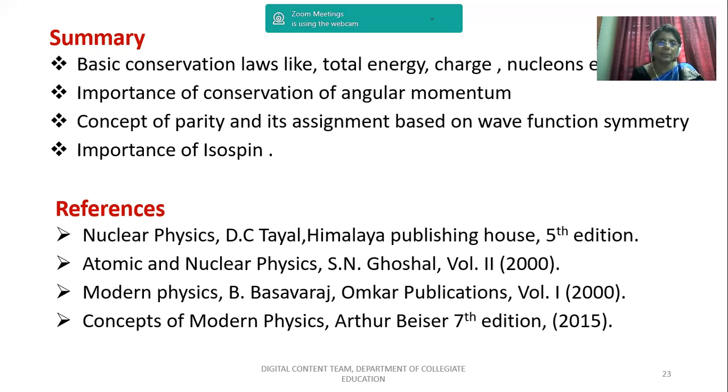So with this, let me mention the references I have used for this particular session. They are Nuclear Physics by D.C. Tayal, Atomic and Nuclear Physics by Ghoshal, Modern Physics by Basavaraj, and Concepts of Modern Physics by Arthur Beiser, which is mainly a concept-based book, very important in understanding any of the basic concepts. And I have also taken some of the concepts from the internet.